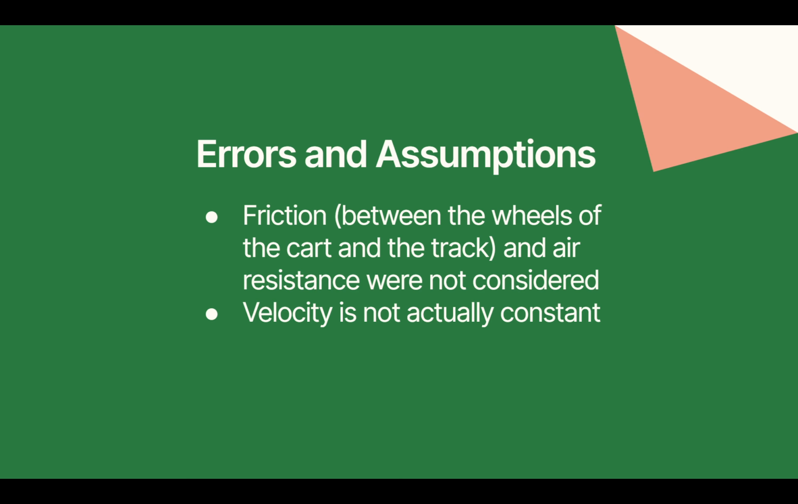So some errors and assumptions, as I briefly mentioned already: friction. We do not take into account friction between the wheels of the carts and the track. We also do not take into account air resistance and other forces that may occur from the surroundings. And these actually result in a different velocity from what the true velocity should be, and a different position from what the actual position of the cart is. And since we don't take into account these forces, the velocity is not actually constant, even though we do assume it to be constant.